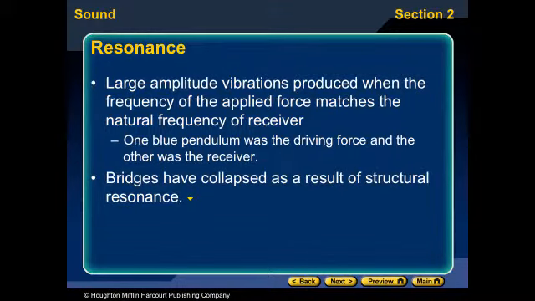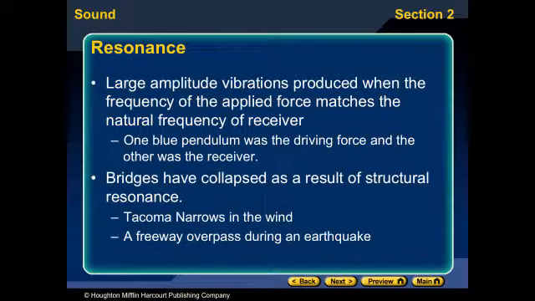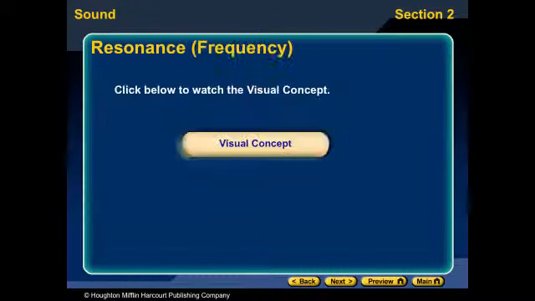Bridges have collapsed as a result of structural resonance. The Tacoma Narrows bridge in the wind is a perfect example of how even in nature things have natural resonance. If you look at a stop sign in the wind, it will vibrate or kind of turn at a certain frequency, and that's its natural resonance with the wind. During an earthquake, there are waves being produced in the solid land that the bridge is attached to, and so it will collapse.